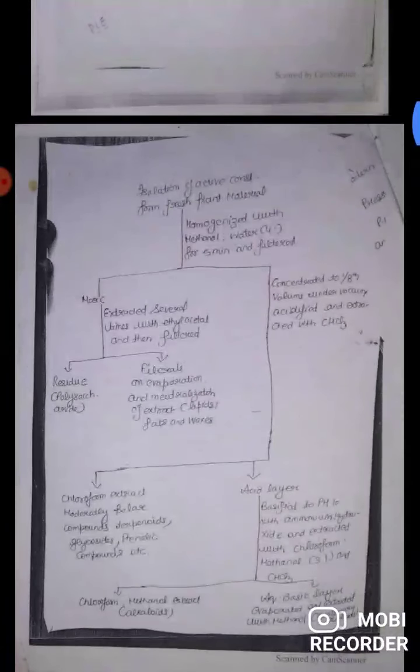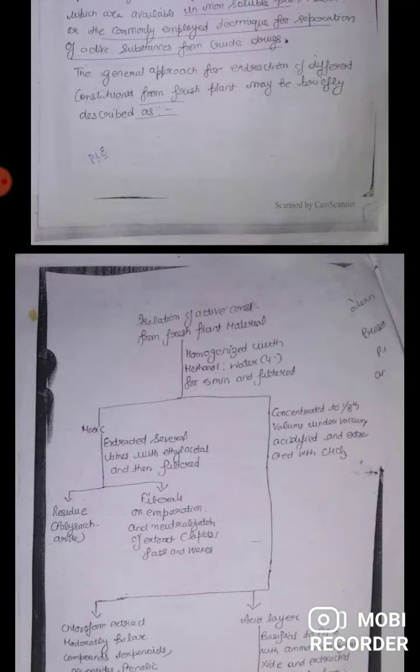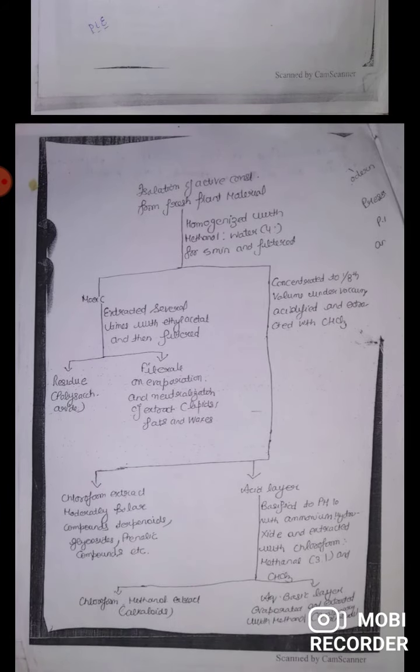So here we will discuss the basic idea of the isolation. What is phytochemistry? What is extraction? Extraction is a process of physical separation of the phytoconstituents. And then the isolation of active constituents: we can isolate the active constituents from the plant product. So here is the basic diagrammatic representation or flow chart of the isolation of active constituents from the natural product.